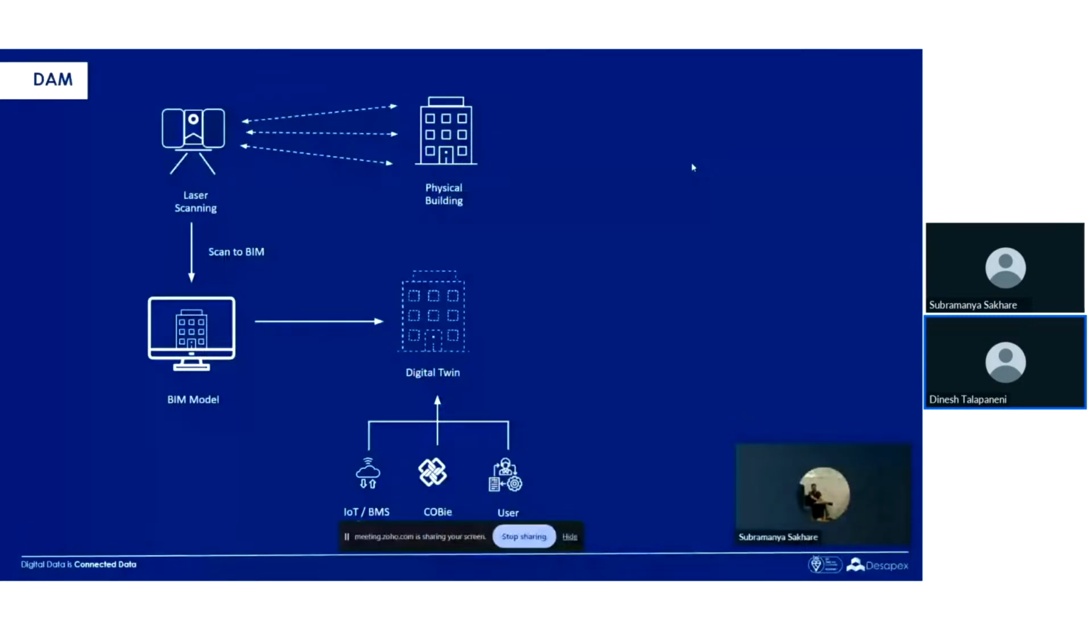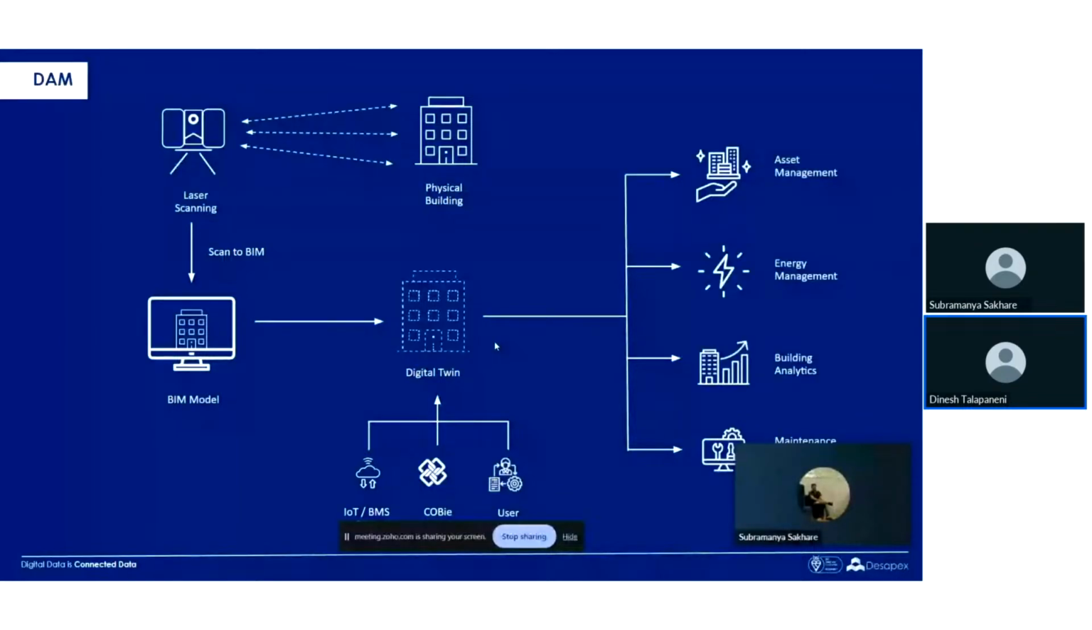And when you have the 3D model, the next step is to feed in all the non-geometrical information into it, and then take that model, take the digital twin into operation and maintenance, where you can do the asset management, energy management, building analytics, and maintenance management. So this is about digital asset management.